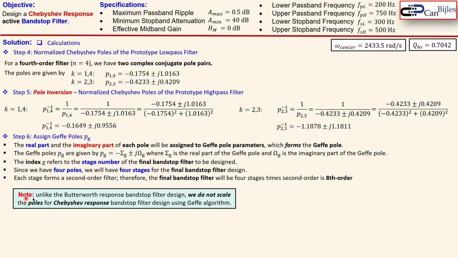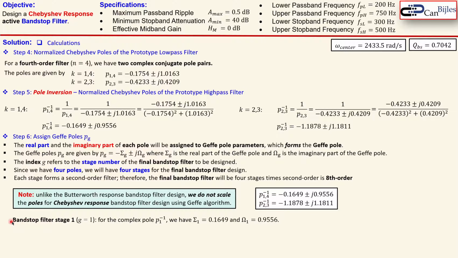Now there is a note here, unlike the Bedford response band stop filter design, we do not scale the poles for the Chebyshev response band stop filter design using the Geffe algorithm. That was the case for the Bedford response. So then we need to go to the cutoff frequency normalization. This is not required for the Chebyshev response. So our actual required poles are these 4.